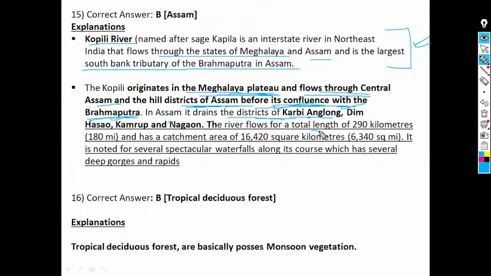The river flows for a total length of 290 kilometers and has a catchment area of 16,420 square kilometers. It is noted for several spectacular waterfalls.